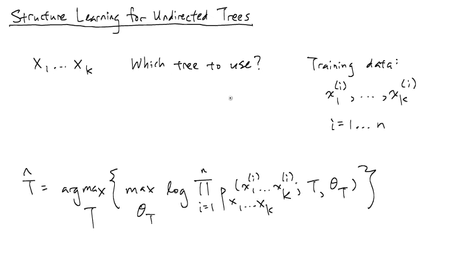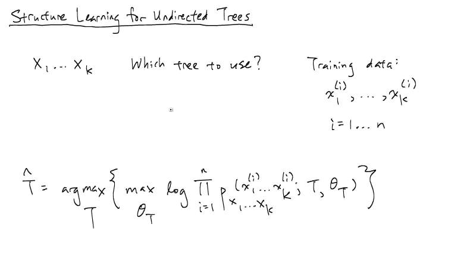To help us answer this question, we're going to have access to training data. So we see n IID samples from this graphical model, where for each of the samples, of course, we see everything, x1 up through xk, superscript i. So this is the ith training data point.